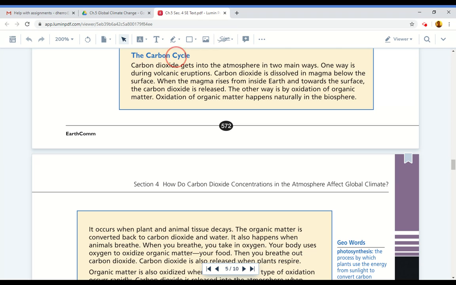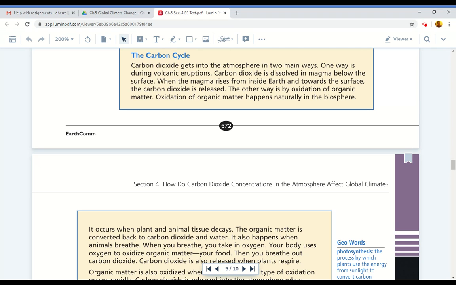The carbon cycle. Carbon dioxide gets into the atmosphere in two main ways. One way is during volcanic eruptions. Carbon dioxide is dissolved in magma below the surface. When the magma rises from inside the Earth and toward the surface, the carbon dioxide is released.